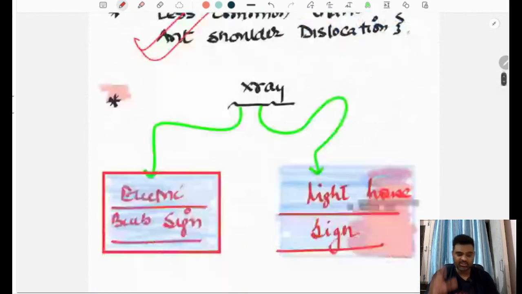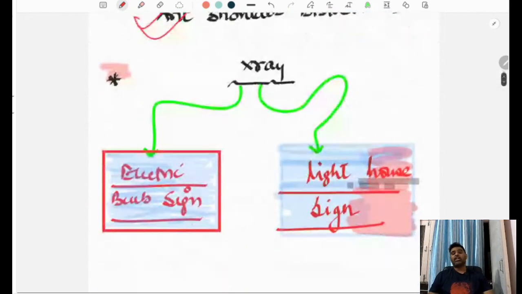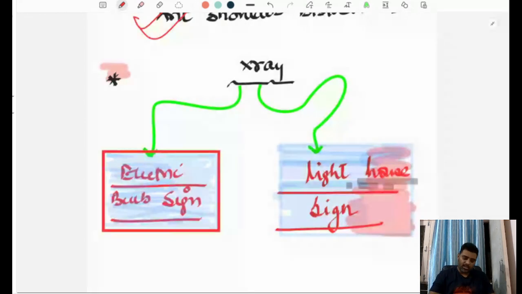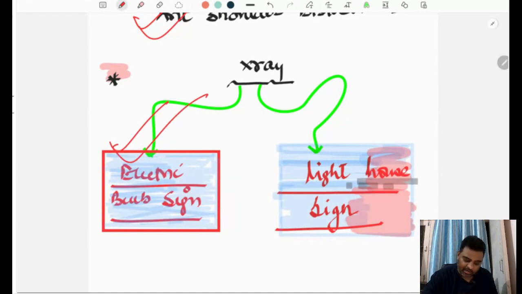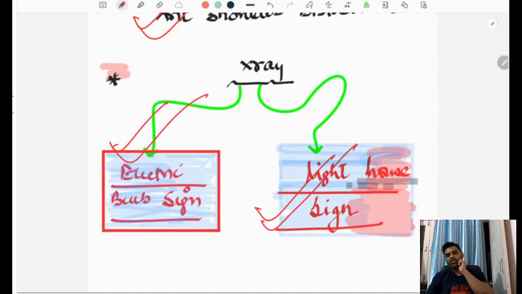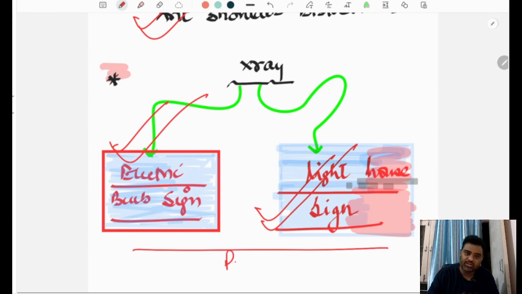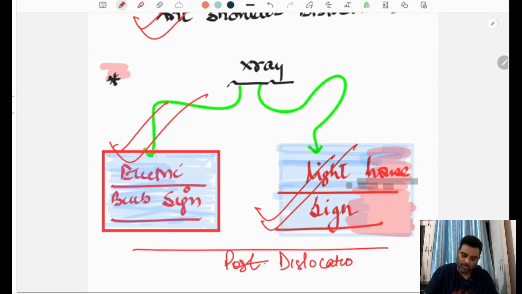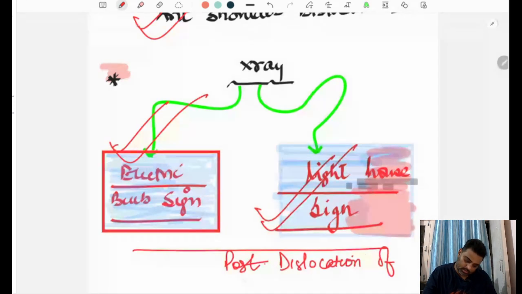Now, X-ray, yes, this is a very important point. This I forgot. In cases of posterior dislocation, the head of the humerus will rotate like this relative to the glenoid. So it will appear like an electric bulb sign or lighthouse sign. This can be asked: the electric bulb sign or lighthouse sign, both are seen in cases of posterior dislocation of the shoulder.